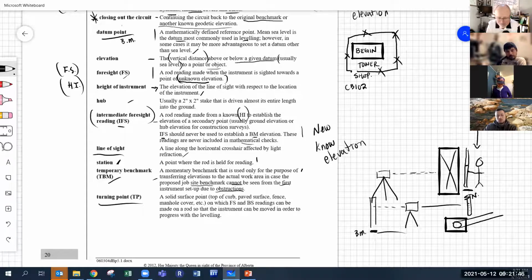A turning point. Now, a turning point is a solid surface, so it has to be like a paved surface, a manhole cover, whatever it is, on which the foresight and backsight readings can be made. So this is to determine how we move that instrument, because we will have to move the instrument. So the turning point is the place where we can see both the foresight and the backsight.